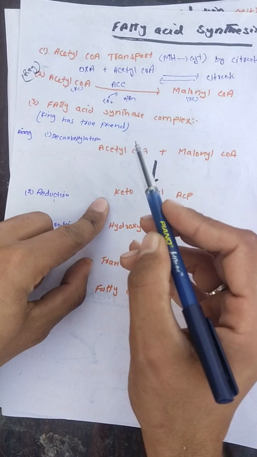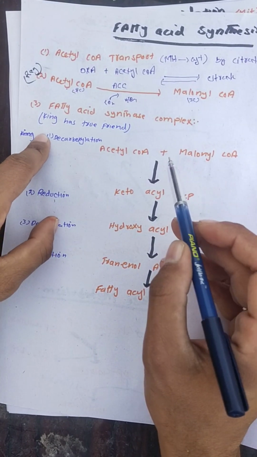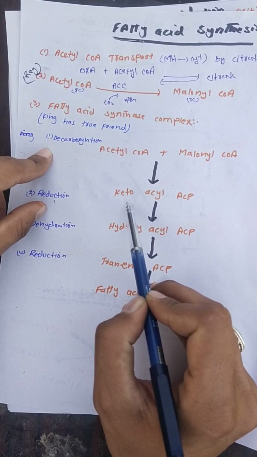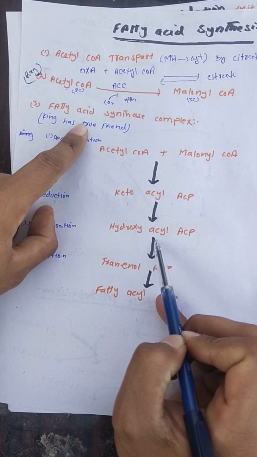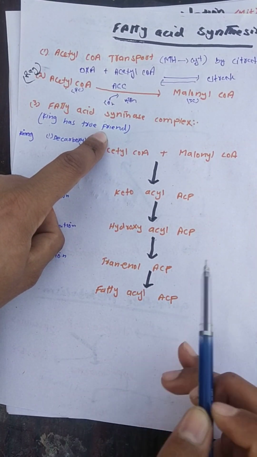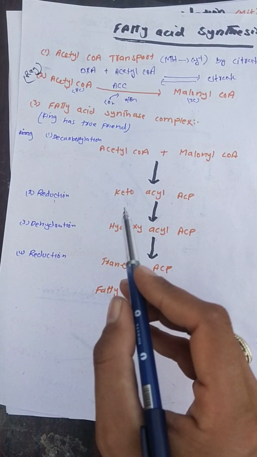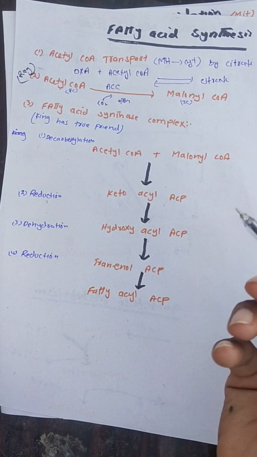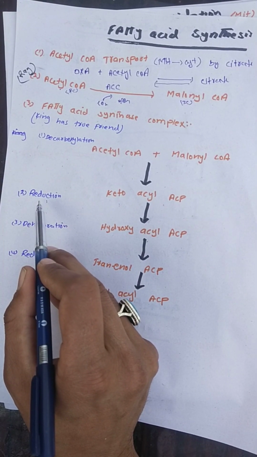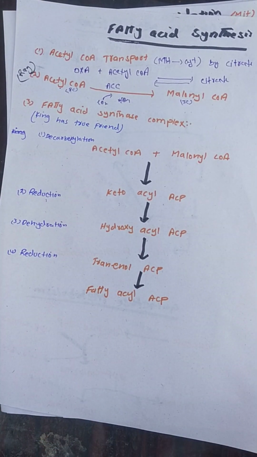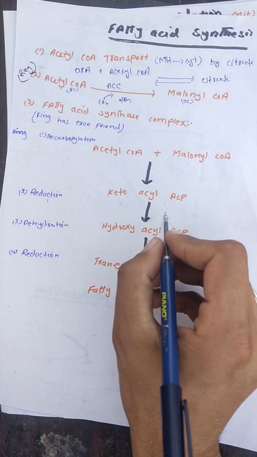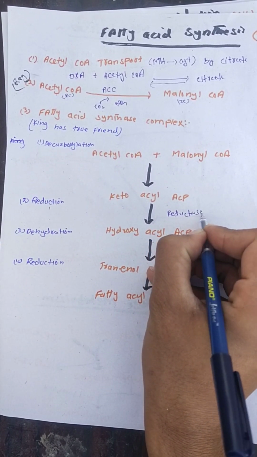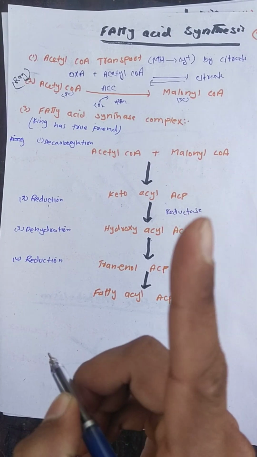So how can we remember these things? We remember by a mnemonic: King has true friend. K for ketoacyl ACP, H for hydroxyacyl ACP, T for transenoyl ACP, and F for fatty acyl ACP. If we had a decarboxylation reaction, the enzyme would be a decarboxylase. Whenever we have a reduction reaction, the enzyme should be a reductase. In many videos I told you whenever we have a reduction reaction, the enzyme should be a reductase.